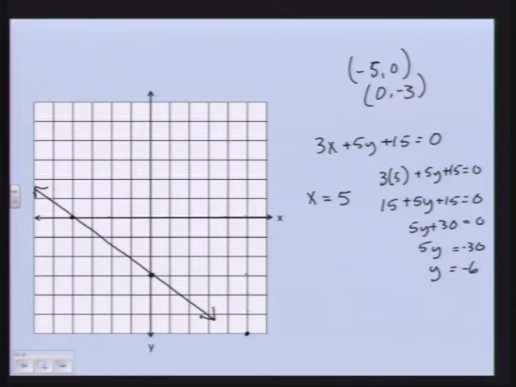I like to do this as a checkpoint, a third point, to make sure I didn't make a mistake. So let's label that checkpoint. And that way, if I made a mistake on one of my intercepts, I would be able to find it.